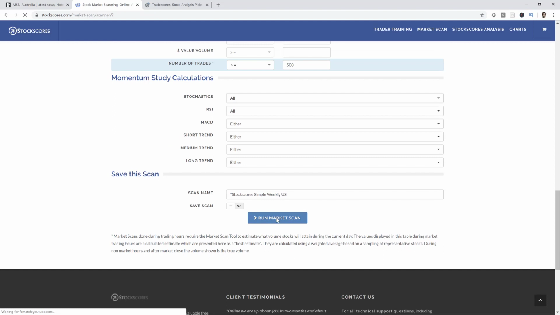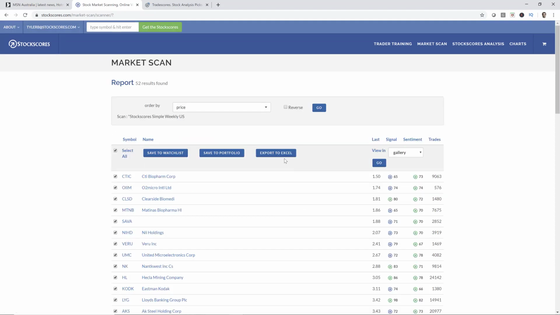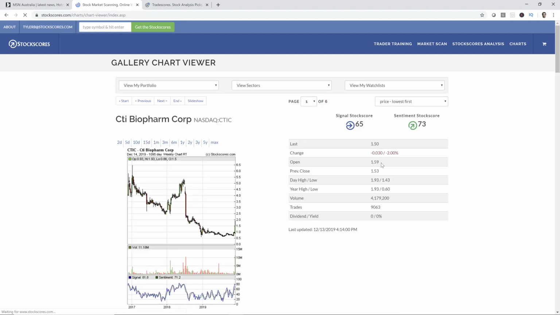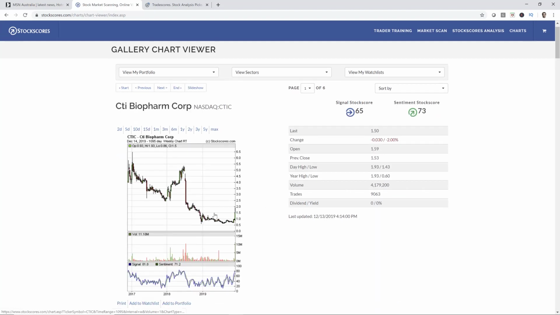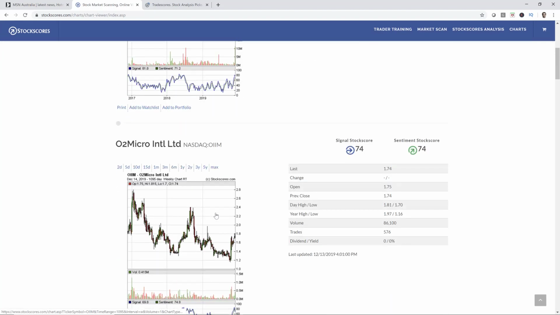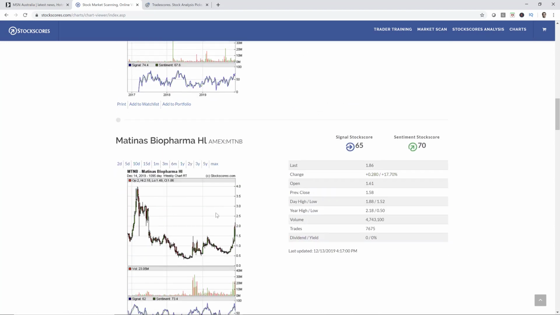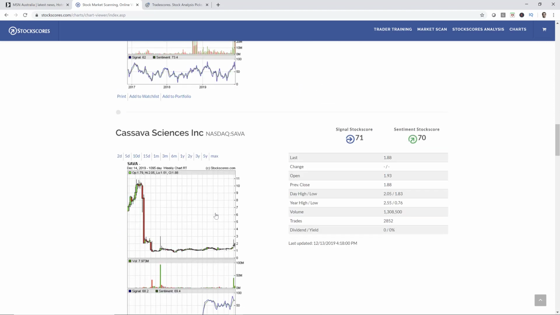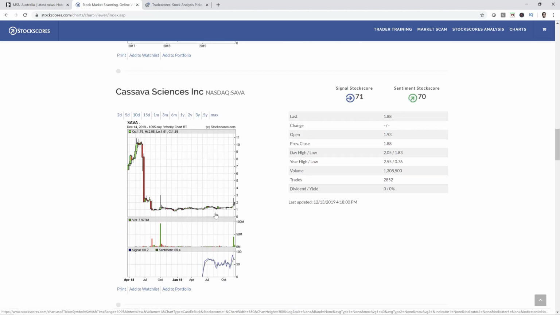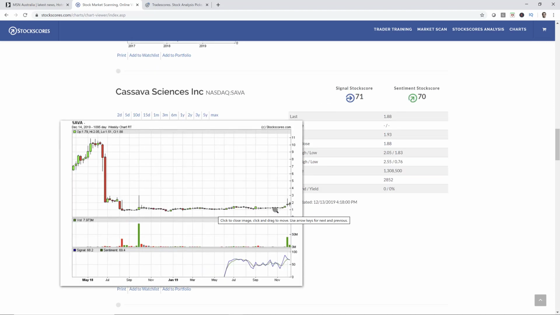Run the market scan. It goes through every stock trading in the US market. I found 52 that meet those criteria. And then I look at the charts looking for the right kinds of patterns. Now, this is a 3-year weekly chart. And I'm looking for basically stocks that come alive from low volatility. So for example, SAVA on the weekly, you can see it was very boring and it started to come alive in the last couple of weeks.